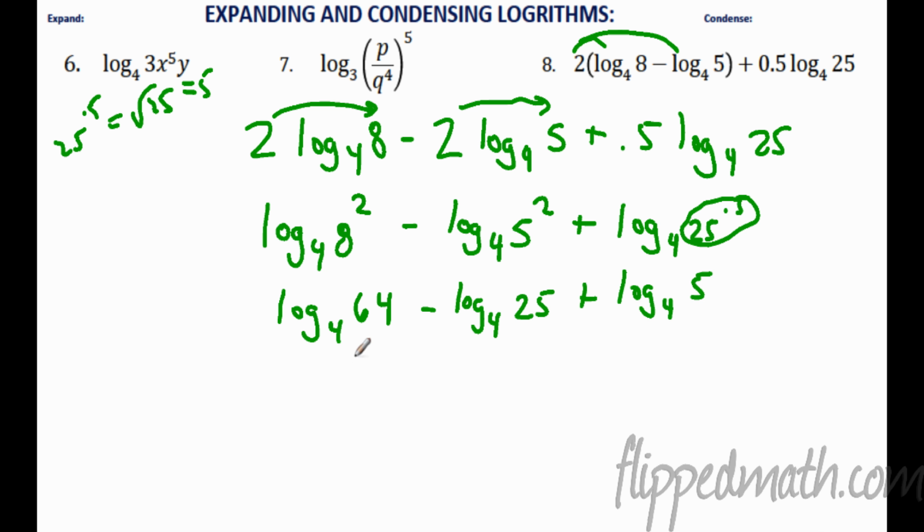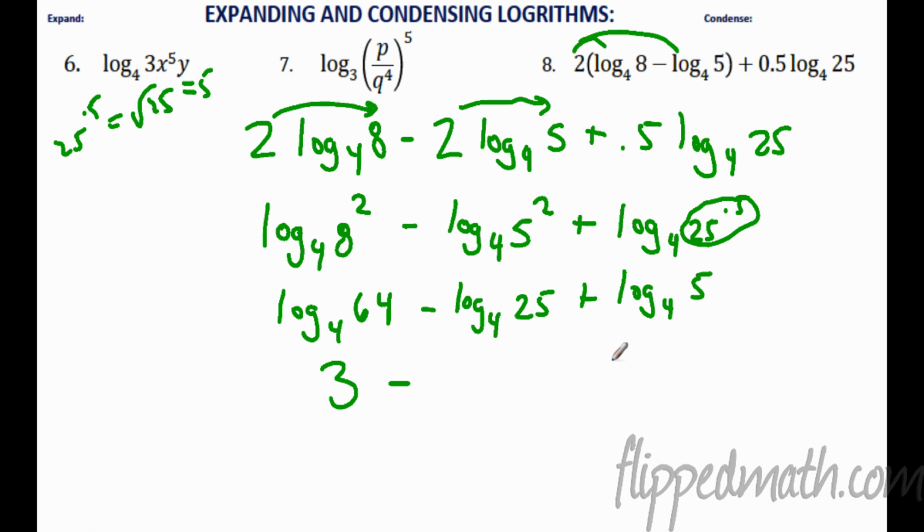All right, so what is the exponent I use on 4 to get 64? The exponent I use on 4 to get 64 is 3. So the log base 4 of 64 just equals 3. Now I need to subtract. This is crazy. Minus log base 4 of 25 plus log base 4 of 5.